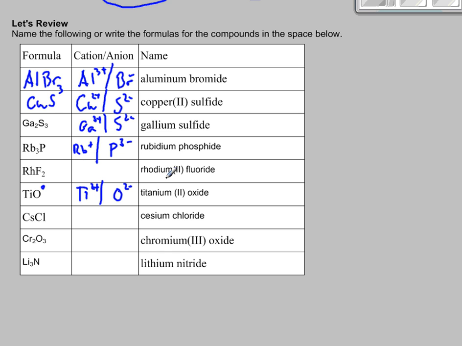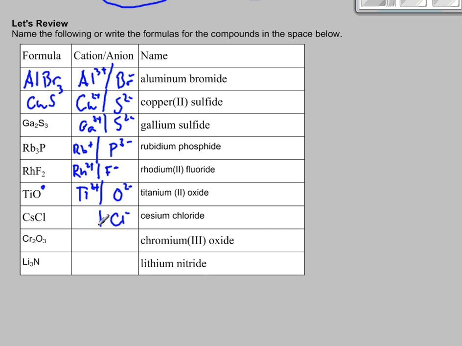Now, the name here was rhodium(II) fluoride. So this is the formula. And we got that because fluoride is a -1, right? That must make the rhodium +2. And then down here, cesium chloride.